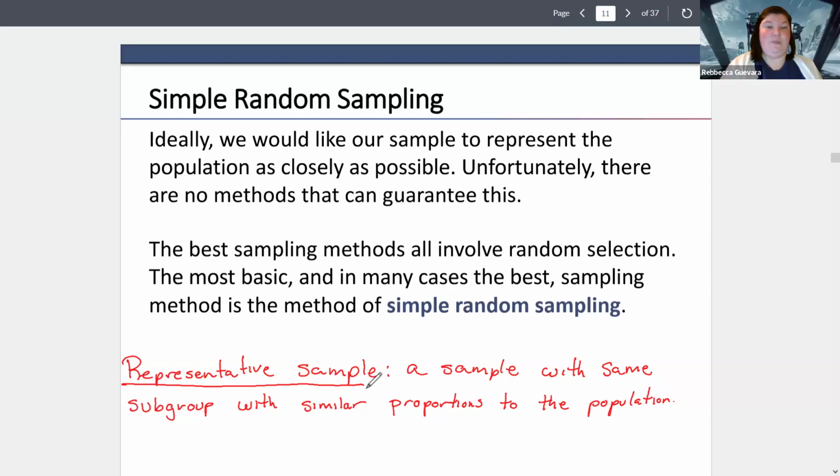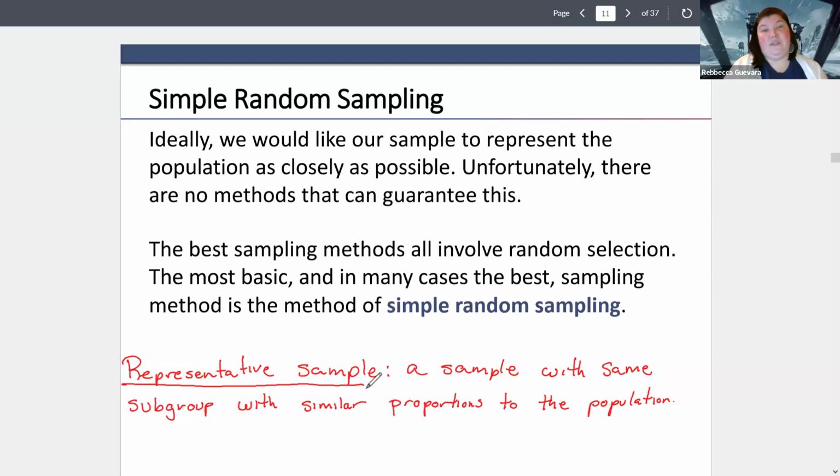So one of the ways we make those representative samples is through simple random sampling. Ideally, we would like our sample to represent the population as close as possible. Unfortunately, no method is going to guarantee this for us. The only thing that will work is collecting everybody, which then we're not really sampling anymore. So any sample we collect is always going to be a little off from the population, but what we're trying to do is minimize that difference as much as we can.